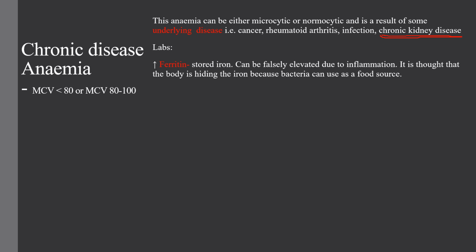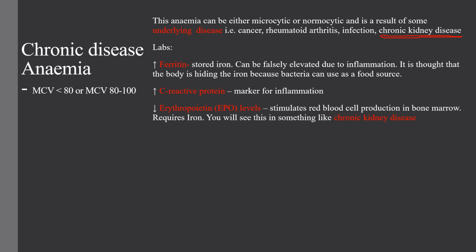You're going to have increased iron, ferritin, so stored iron. It may be falsely elevated due to inflammation. It's sort of thought that the body is essentially hiding the iron from bacteria because it can be used as a food source. Whether that's really true or not, it's a good way for you to remember it. Inflammation, you always associate with some kind of infection. And then C-reactive protein, that's usually used as a marker for inflammation.